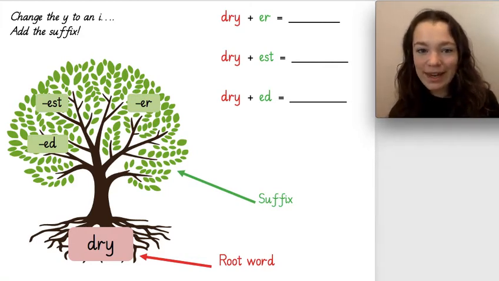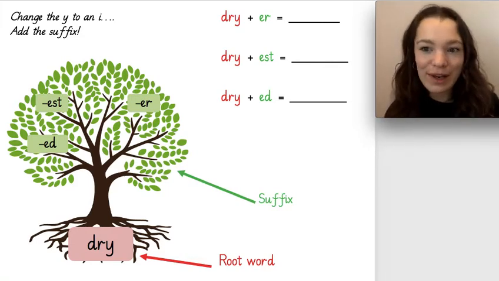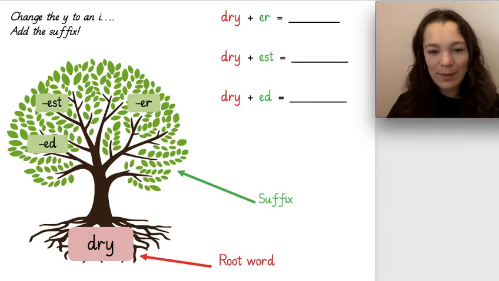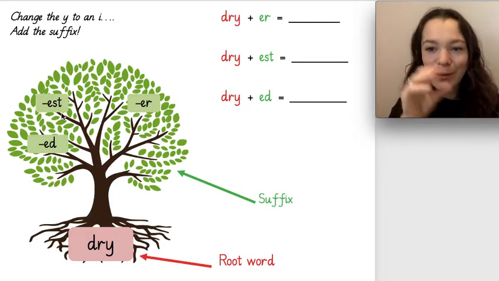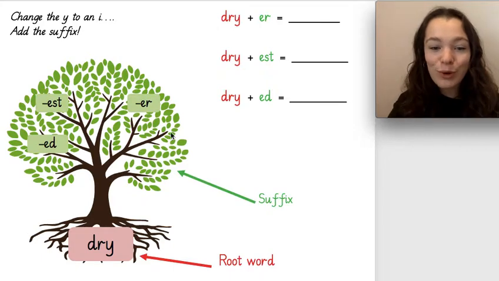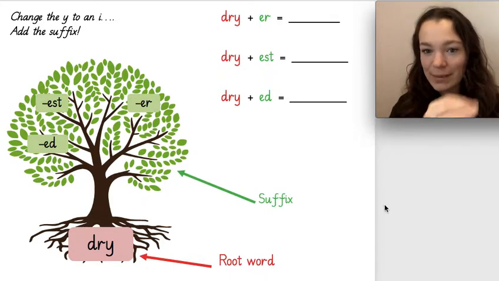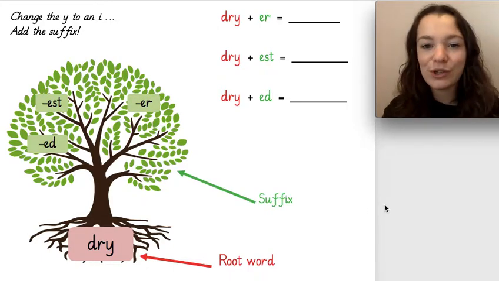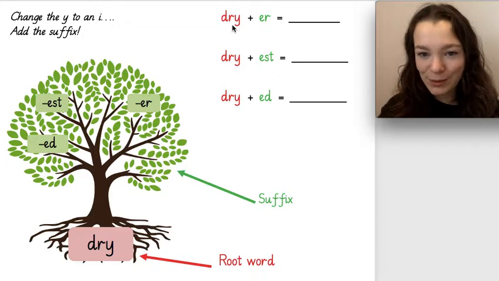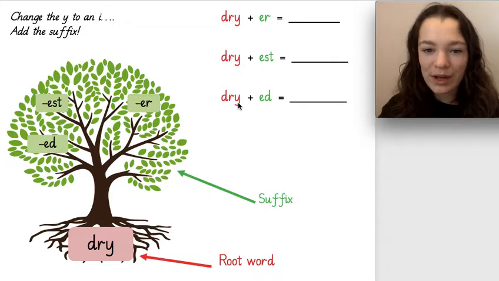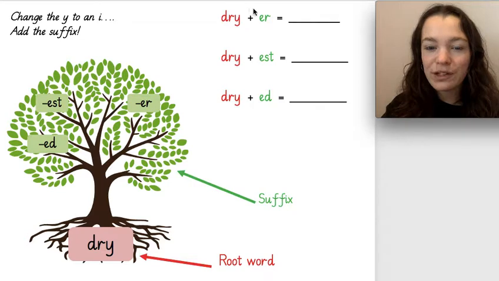So let's recap some learning that we've already done on suffixes. If you remember, suffixes are the little groups of letters that we add to a root word to change the word and make a new word. So I would like you to have a look at these words. We've got dry is our root word, and each time we are adding a different suffix.